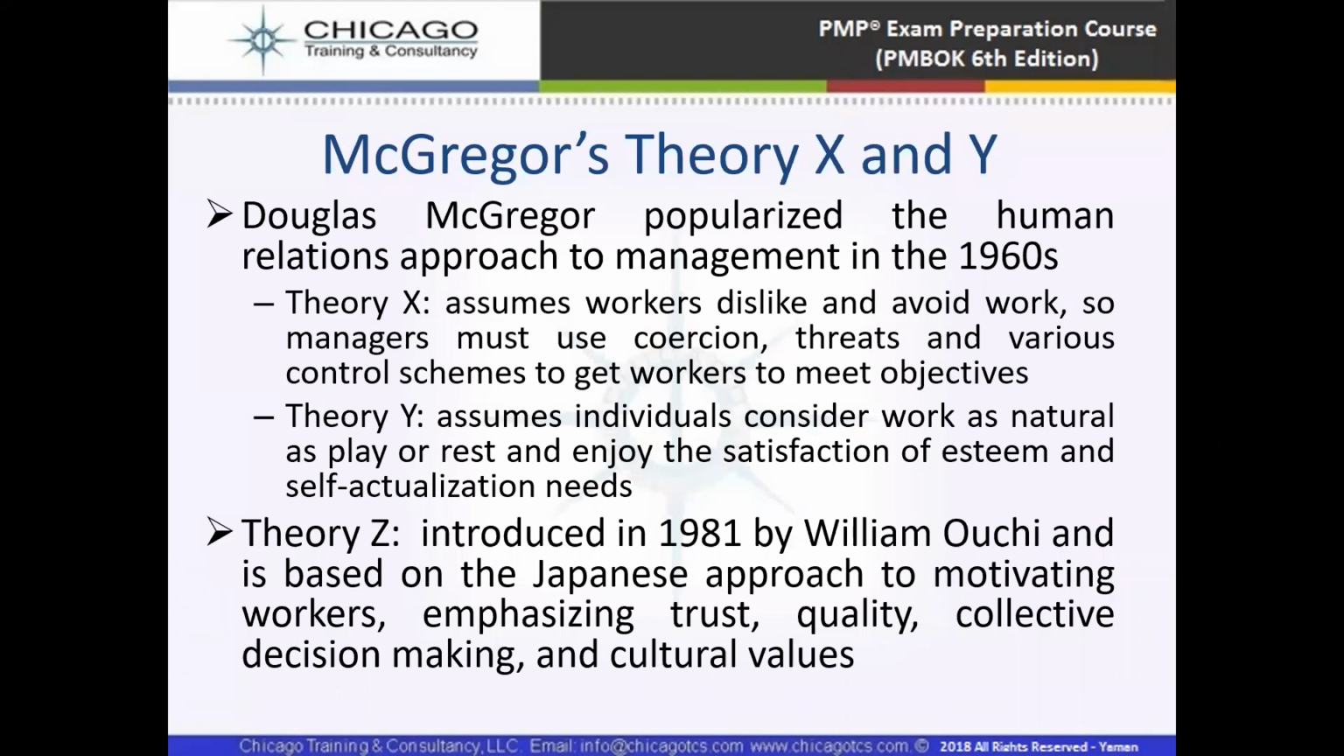Douglas McGregor popularized the human relations approach to management in the 1960s. Theory X, what is theory X? It assumes workers dislike and avoid work, so managers must use coercion, threats, and various control schemes to get workers to meet objectives. And then there is theory Y, which assumes individuals consider work as natural as play or rest and enjoy the satisfaction of esteem and self-actualization needs. And then there is theory Z, in 1981 by William Ouchi, based on the Japanese approach to motivating workers, emphasizing trust, quality, collective decision-making, and cultural values. So these are all the theories related to resource management, okay?